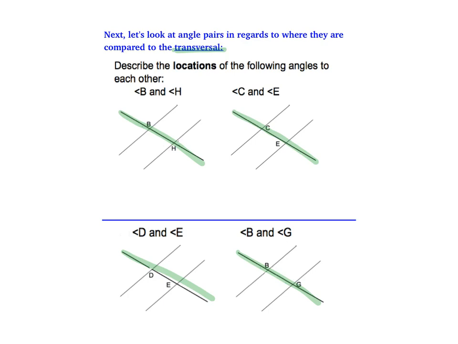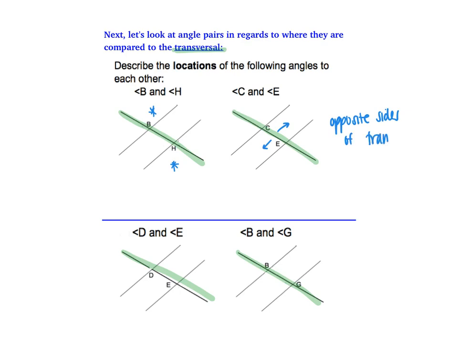If I'm specifically looking at where they are in regards to the transversal, I have one on each side. B is to the top of that transversal, and H is on the bottom. So I have one over here, one over here. Same thing happens with C and E. I have one on this side of the transversal, and I have the other on this side of the transversal. A fancier way to say it: they're on opposite sides in regards to the transversal.